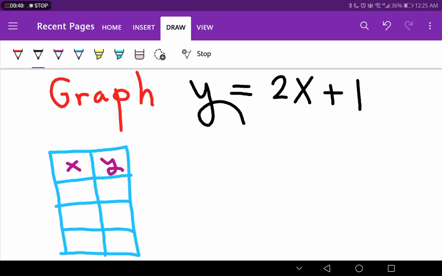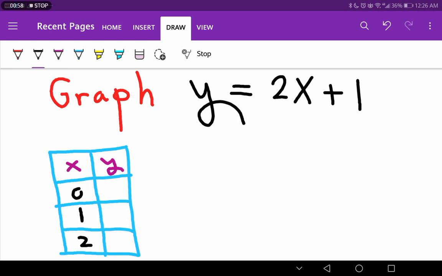and my values are 0, 1. It is enough, and I can add 2 also. Okay, this is the first step for any equation. For any equation you draw this table and you determine these values.